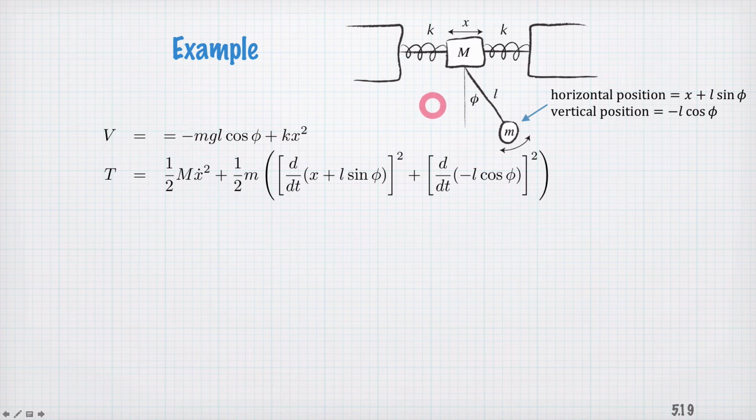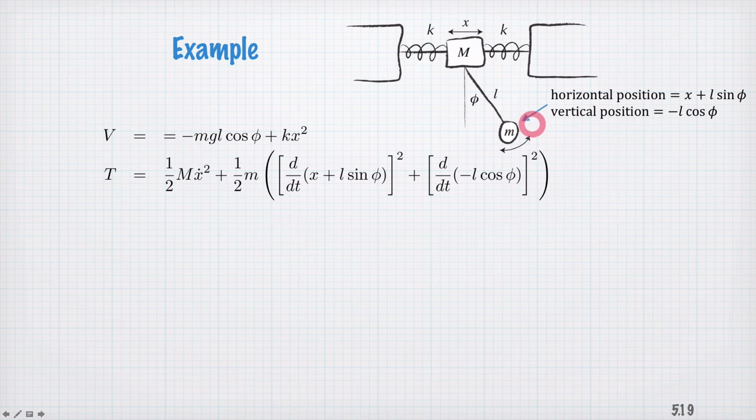The potential energy for this mass up here is a half k x squared from each of the springs, giving us a total of k x squared for this subsystem here. For the swinging pendulum, the potential energy is just the gravitational potential, so we just need to know its mass times gravity times height. The vertical position is negative L cos phi, so mass times gravity times negative L cos phi gives this potential energy here. The kinetic energy of this subsystem up here is a half m x dot squared, so that's relatively straightforward.